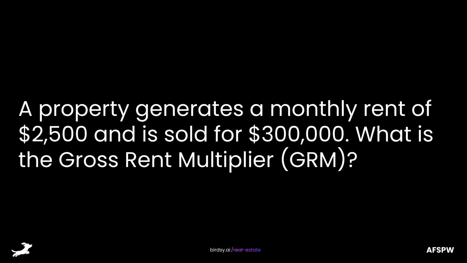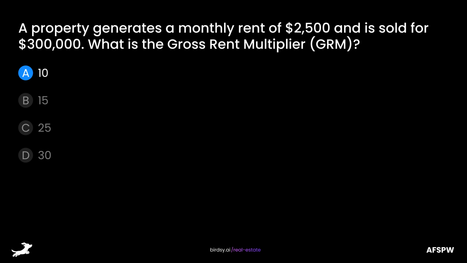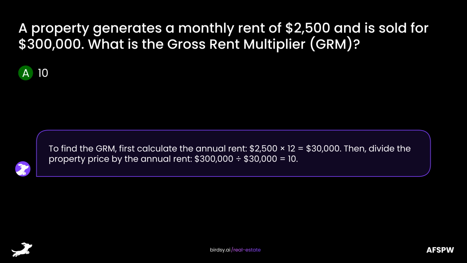A property generates a monthly rent of $2,500 and is sold for $300,000. What is the gross rent multiplier? Is it A. 10, B. 15, C. 25, or D. 30? The answer is A. 10. To find the gross rent multiplier, GRM, first calculate the annual rent. $2,500 multiplied by 12 equals $30,000. Then divide the property price by the annual rent. $300,000 divided by $30,000 equals 10.